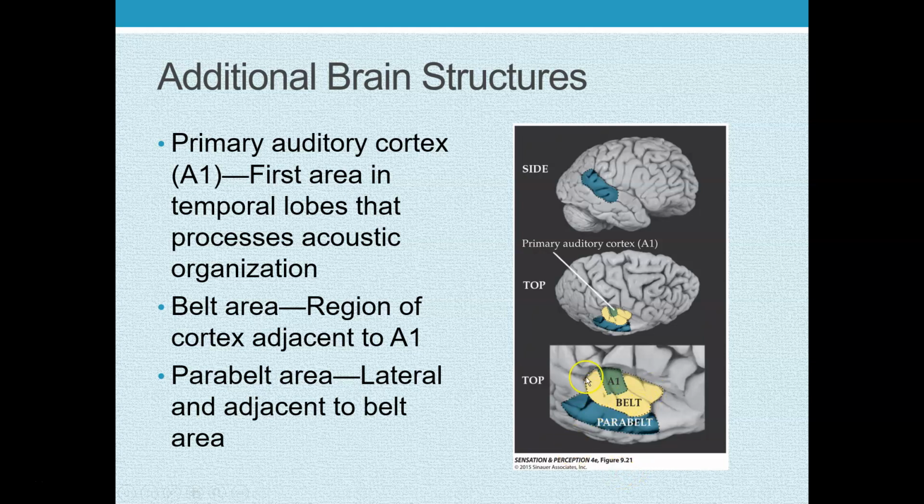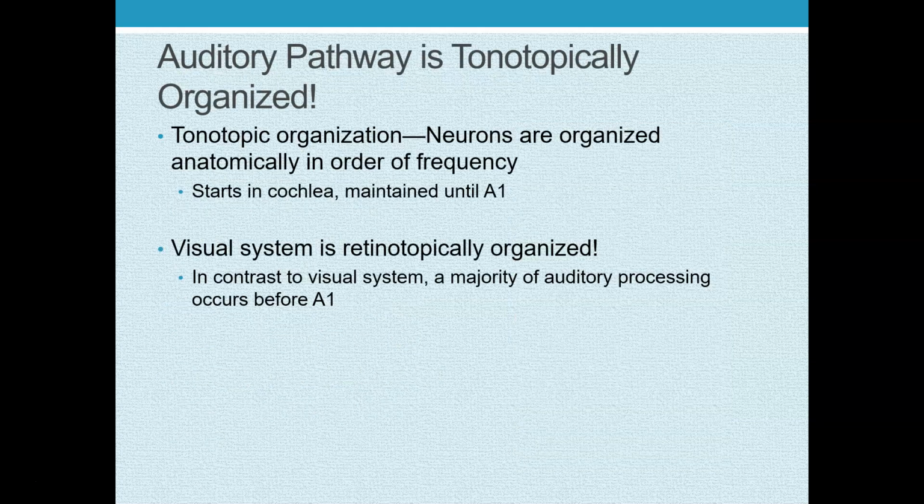We have this area here coded in yellow. This is called the belt area. And then just below that, we have what is called the parabelt area. Now, as I mentioned, the entire auditory pathway is tonotopically organized. So neurons are organized anatomically in order of frequency. So that starts in the cochlea and it's maintained all the way up to A1, primary auditory cortex.